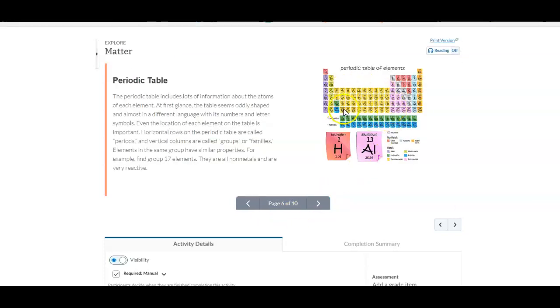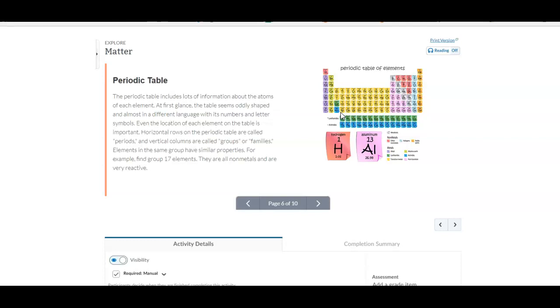Here is a periodic table. It includes lots of information. This is going to be question number 6. It's telling you about atoms of each element. So at first glance, the table seems oddly shaped, and it's almost in a different language with its numbers and letter symbols. Even the location of each element on the table is important.